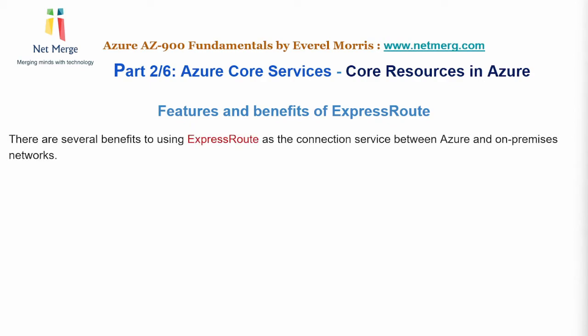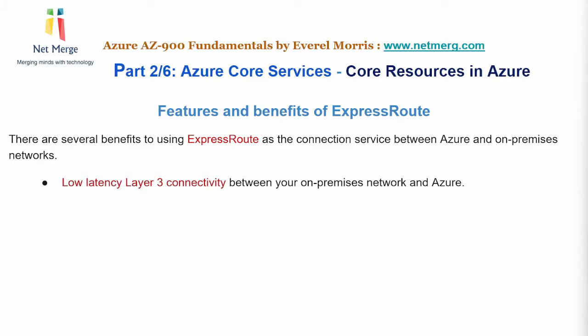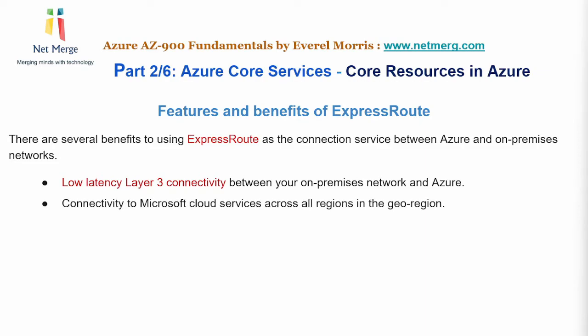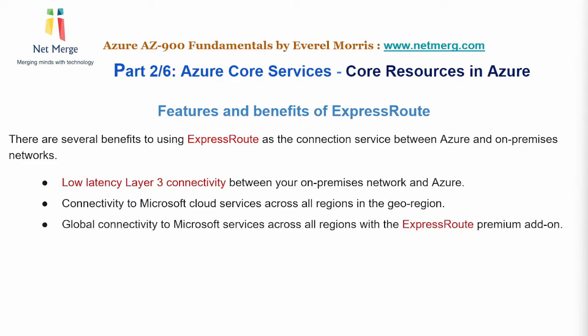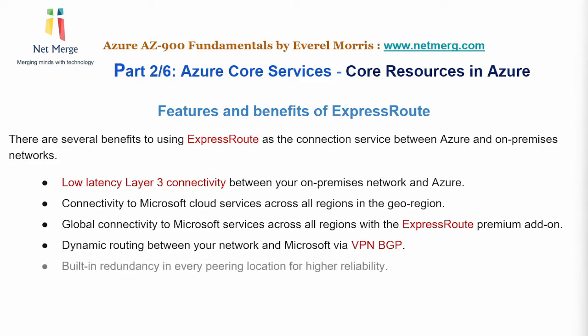Now let's look at the benefits of ExpressRoute. There are several benefits for using ExpressRoute. One, you get low latency, layer 3 connectivity between your on-premises and network in Azure. You get connectivity to Microsoft Cloud services across all regions in a geo region. You also get global connectivity to Microsoft services across all regions with ExpressRoute Premium as an add-on, so that's not your standard service. You get dynamic routing between your network and Microsoft VPN BGP as well.